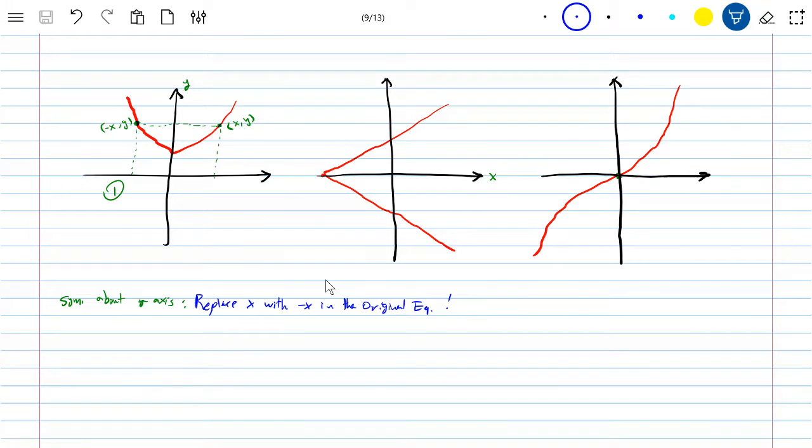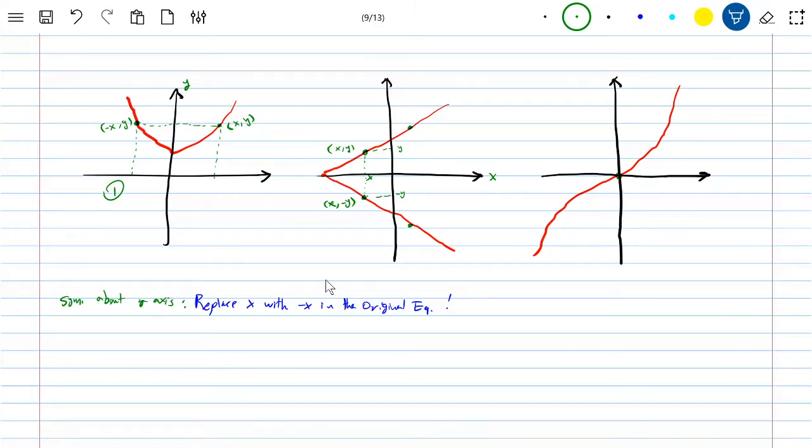How about symmetry about the x-axis? Very similar. If I have symmetry about the x-axis, any point that I pick on the graph has a mirror point exactly on the other side of the x-axis, so the x values are fixed and only the y values are the opposite. This one is y, the other one is negative y. So the coordinate here is x, y, and you would have x, negative y.